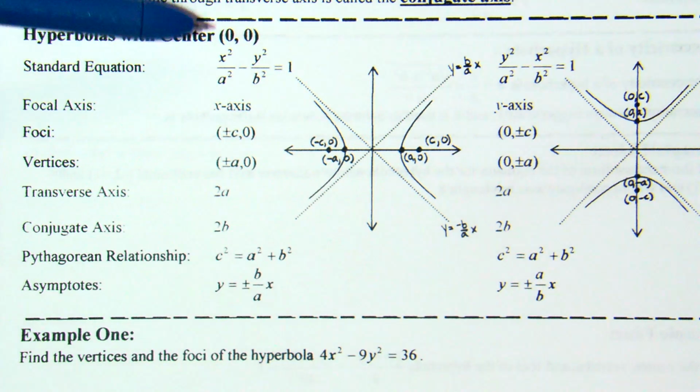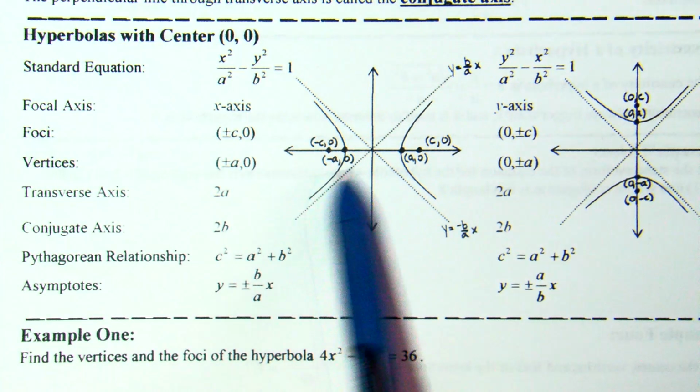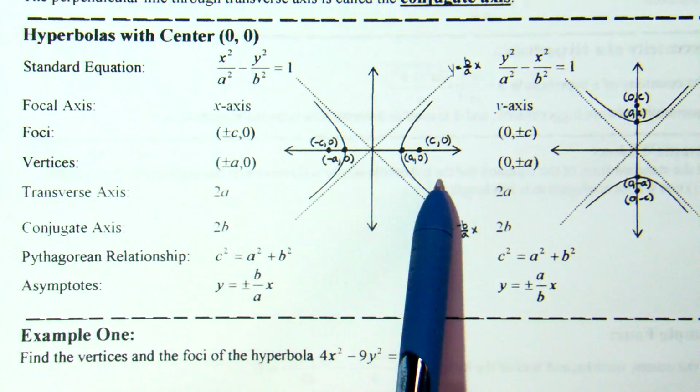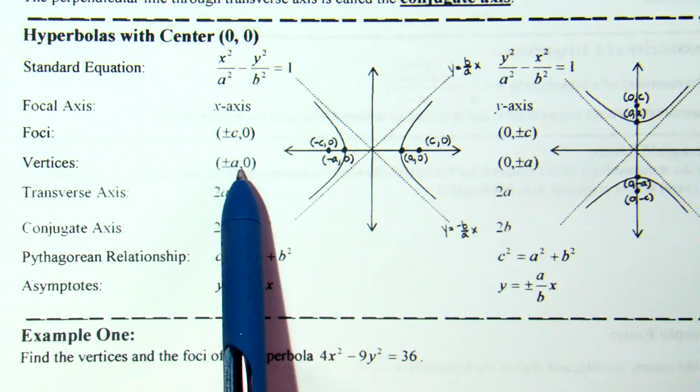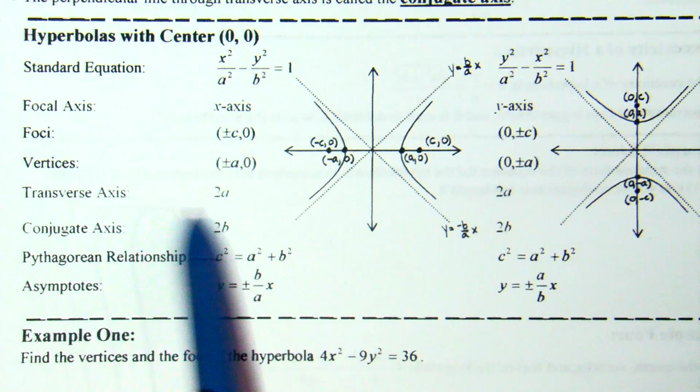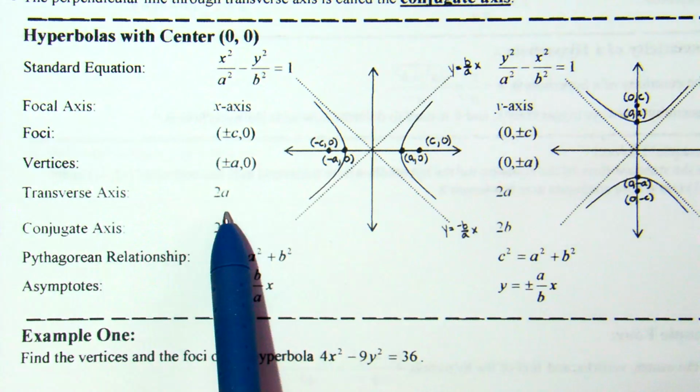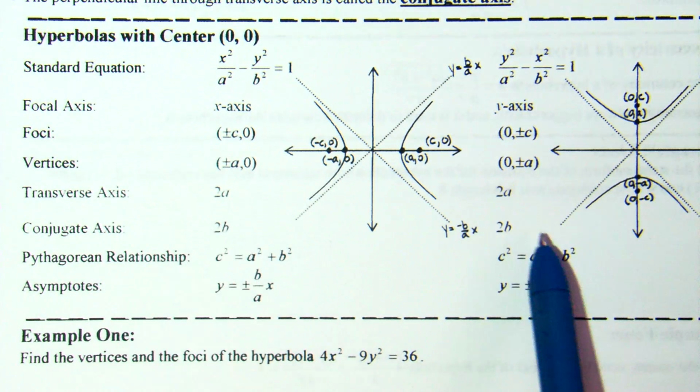If your x value comes first, your focal axis is your x-axis. And so what you see here is the hyperbolas are on a horizontal axis, the x-axis. Your foci, this should sound familiar, plus or minus c, comma 0. Your vertices, plus or minus a, comma 0. Same thing you'd see if you went back to ellipses. Transverse axis, 2a. Does that sound familiar? Yeah. Except that was major axis. Conjugate axis, 2b, except that was minor axis. Okay, over here, it pretty much all was the same except focal axis.